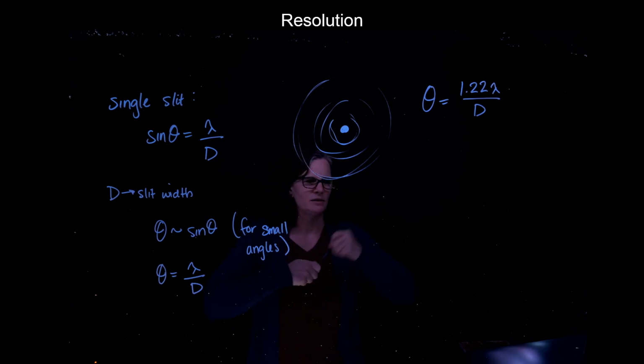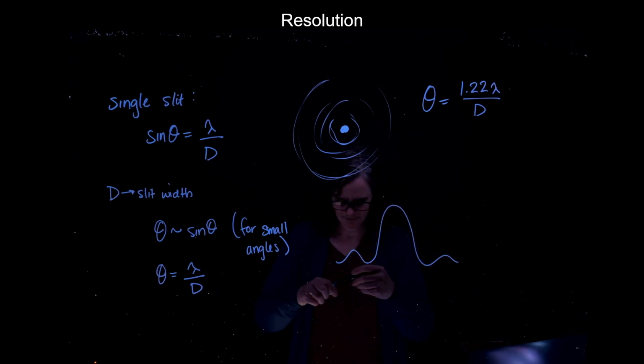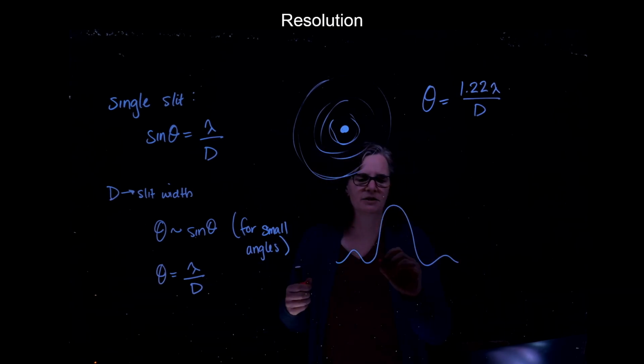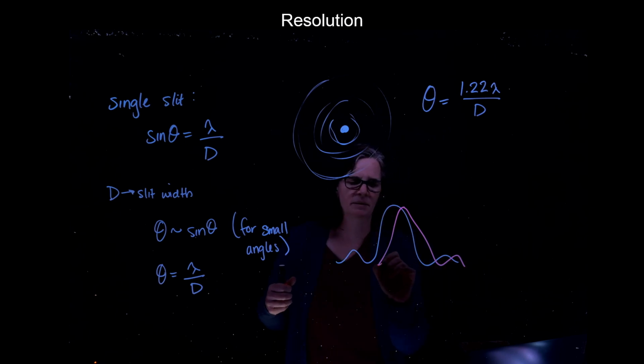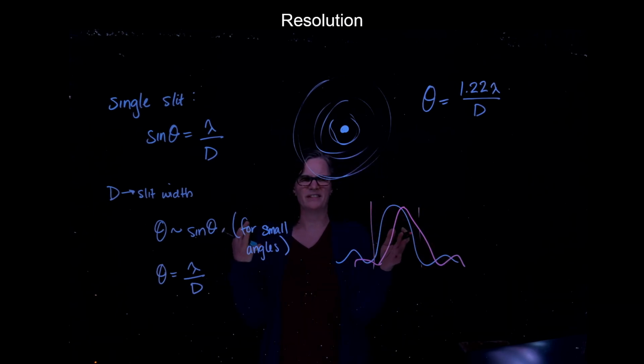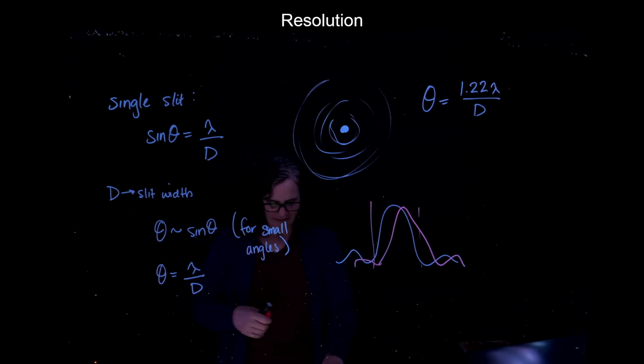Hopefully that makes sense. If we imagine that we have two objects, here's the diffraction profile of the first one, and here's the diffraction profile of the second object. These two maximums, not a great picture, overlap. I just see this brightness, and how do I know if it's one object or two objects? That's what we're dealing with when we're talking about resolution.